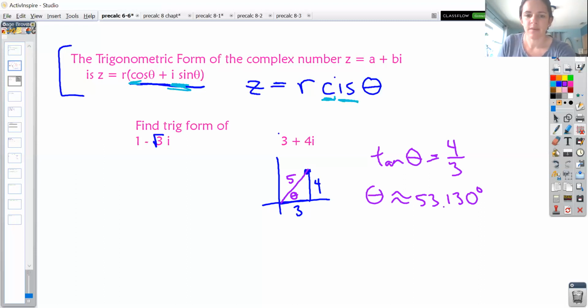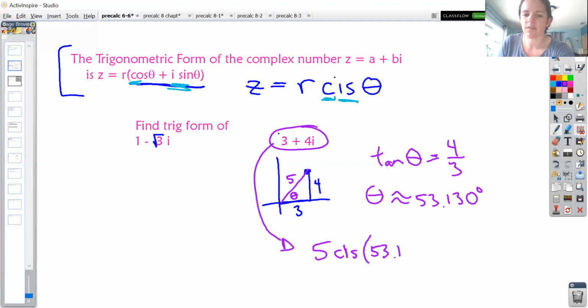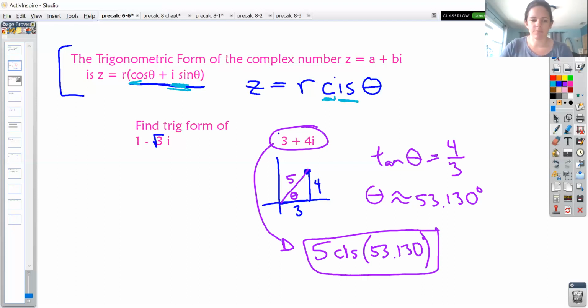So in this case, 3 plus 4i in rectangular form would be equivalent to 5 cis 53.130 approximately degrees. These are just different forms of representing the same complex number. So that's just like in Algebra 1 where we were writing the equation of a line, and we used slope-intercept form, and then we use point-slope form, and then we use standard form. They all represent the same thing, it's just different ways of writing it.